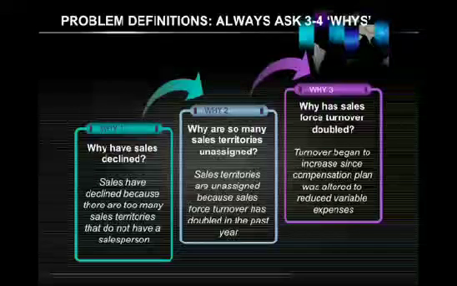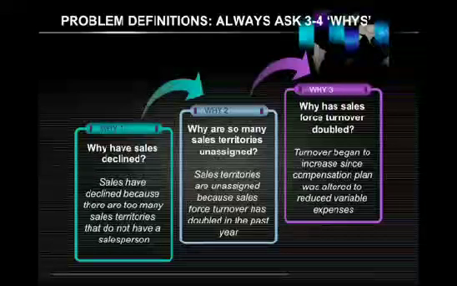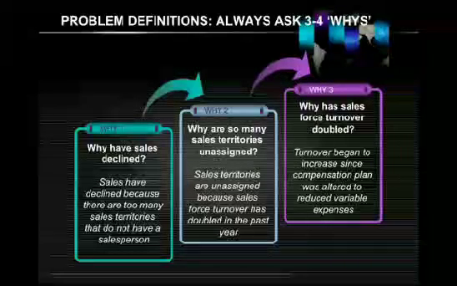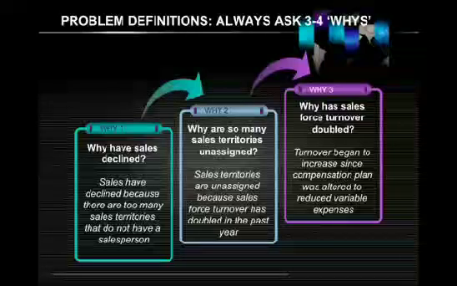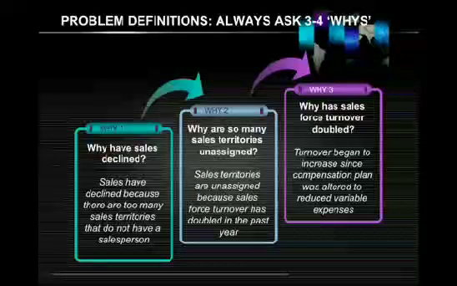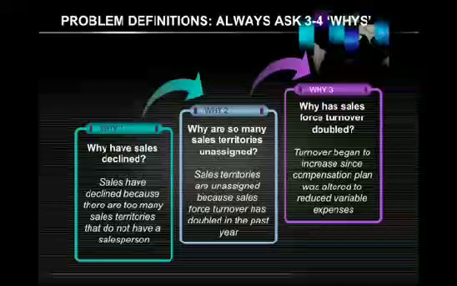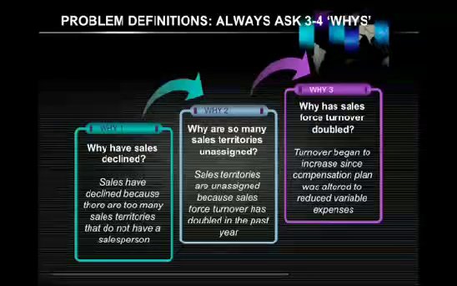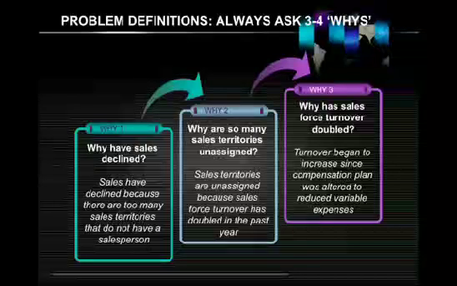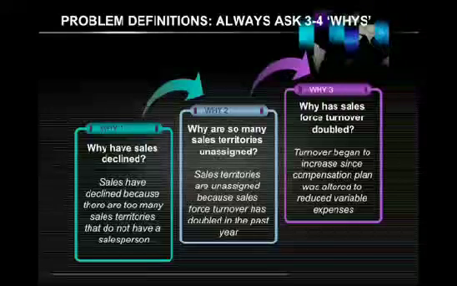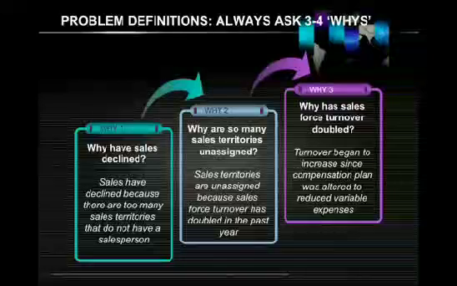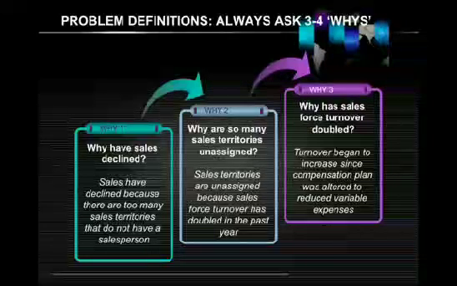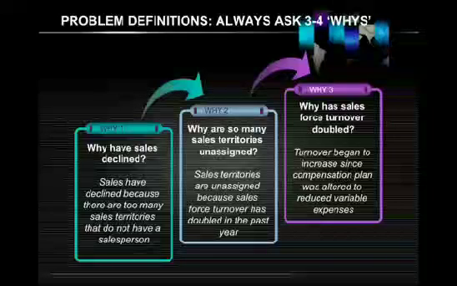If sales have gone down, and if you keep hitting at the peripheral level, you may never be really able to solve the deeper issues. So let's say in the case study, it is said that sales are declining. So how do you use the four or, let's say, the five whys approach? Here, just for the sake of illustration, I'm showing you three whys, right? So why have sales declined? Let's say we call it why number one. Sales have declined because there are too many sales territories that do not have a salesperson.